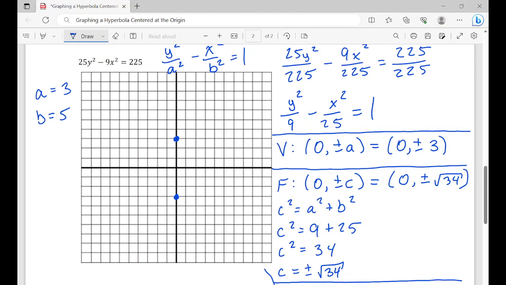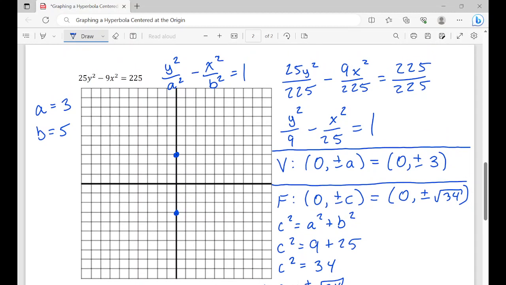Now I'm going to start putting in my central box, which is going to come from a and b. Again, a is under y, so up 3 and down 3 on the y-axis, and b is under x, which is going to be left and right along the x-axis. So 1, 2, 3, 4, 5 here, and 3, 4, 5 here. And I'm going to draw my central box.